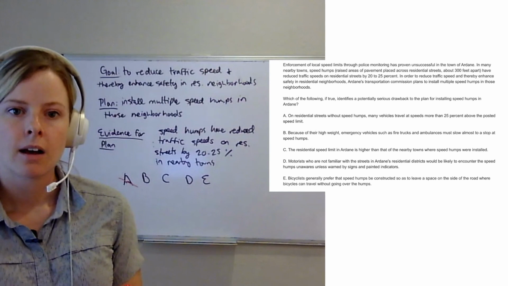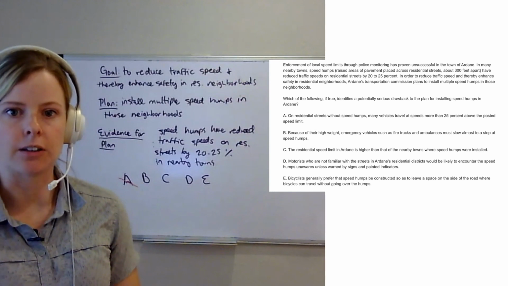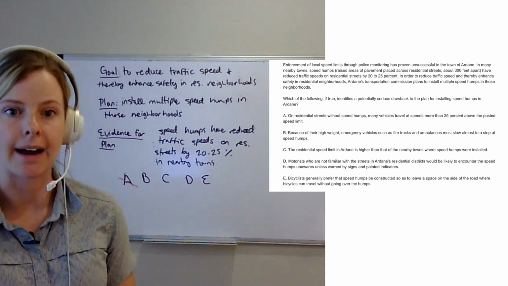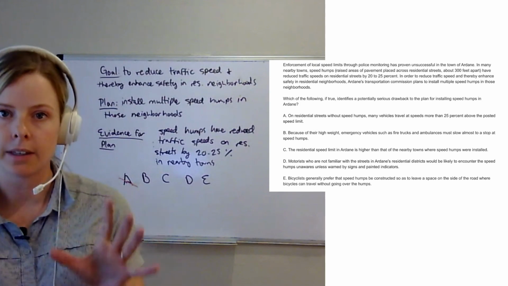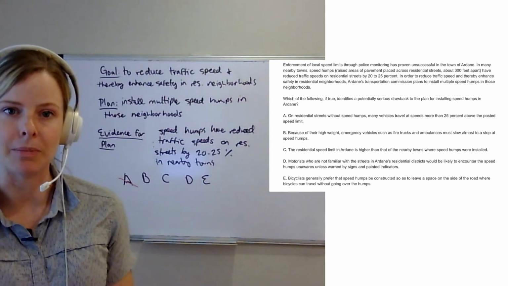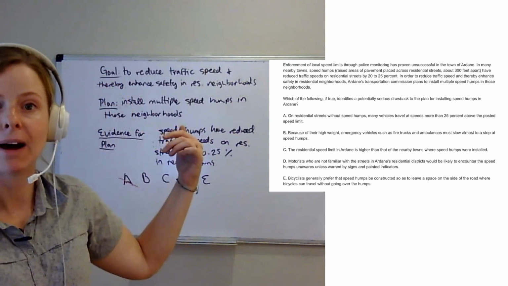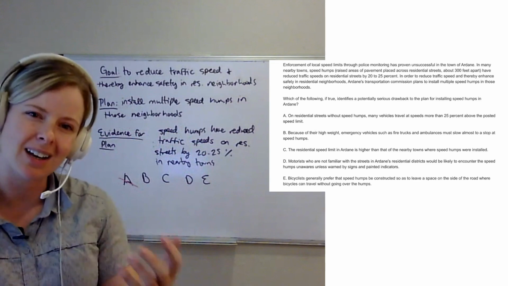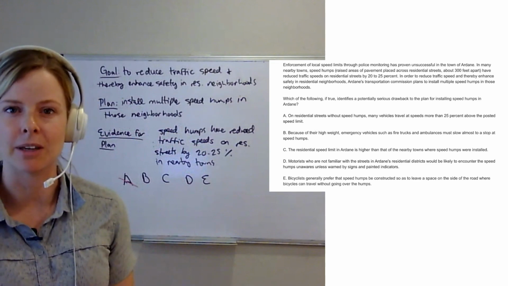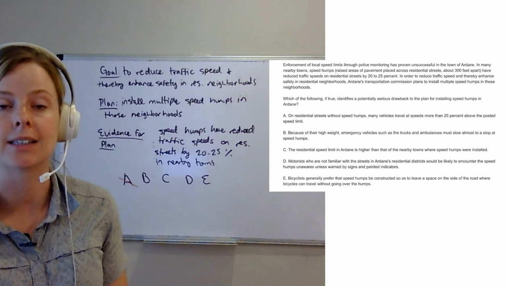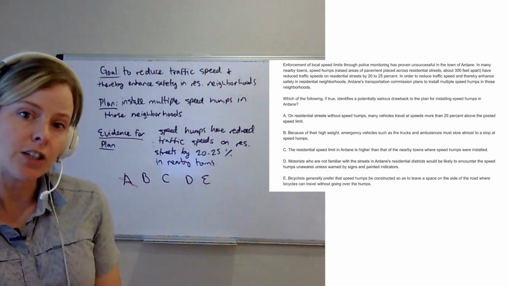B, because of their high weight, emergency vehicles such as fire trucks and ambulances must slow down almost to a stop at speed humps. So this is where pre-thinking will absolutely kill you, because we have not heard anything whatsoever about emergency vehicles in our passage or in our question. So this kind of comes out of left field. It's really not going to be something that you're automatically going to think of before you actually come across this answer choice. But let's just think about it.